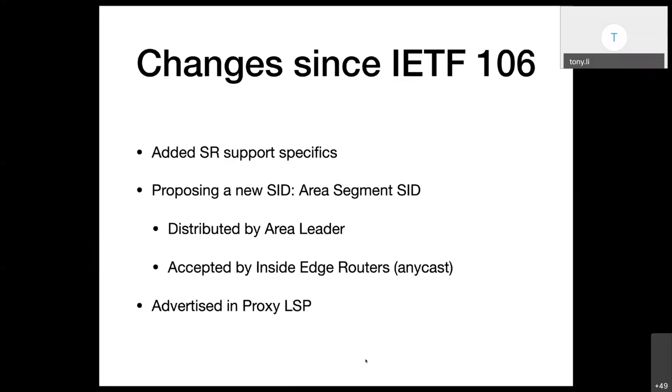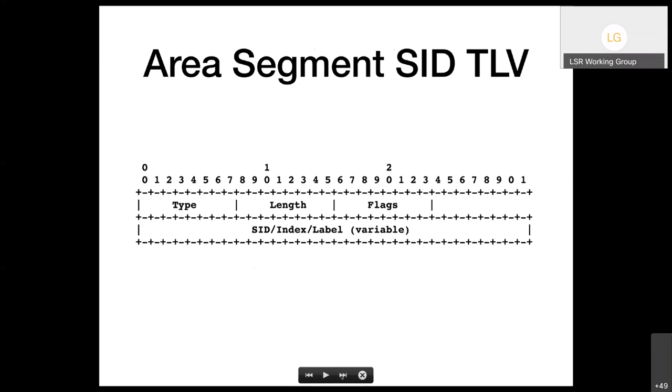This is distributed by the area leader. It gets stuffed into the proxy LSP, and then it has to be accepted by any of the inside edge routers. And thus, this is a form of an Anycast SID. Next slide. The format of this looks just like any other SID, not very fancy. Next slide, please.